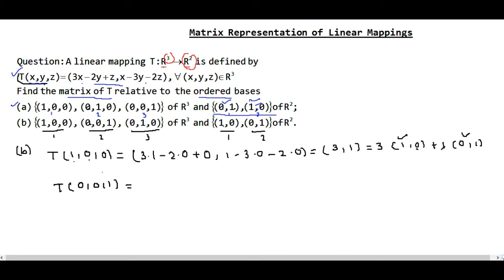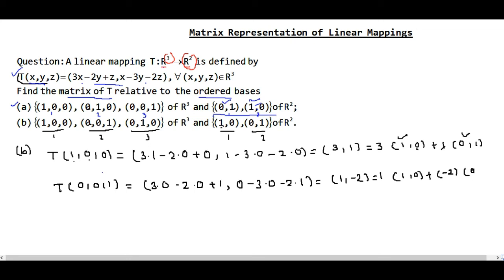Next, we have to find the transformation of the second vector, 0, 0, 1. So T of 0, 0, 1: x is 0, y is 0, z is 1. So we get 3 into 0 minus 2 into 0 plus 1, comma 0 minus 3 into 0 minus 2 into 1. So we get 1 comma minus 2. Express this vector as a combination of these two vectors. Remember the first vector is 1 0 and the second vector is 0 1. That's the very important thing over here.